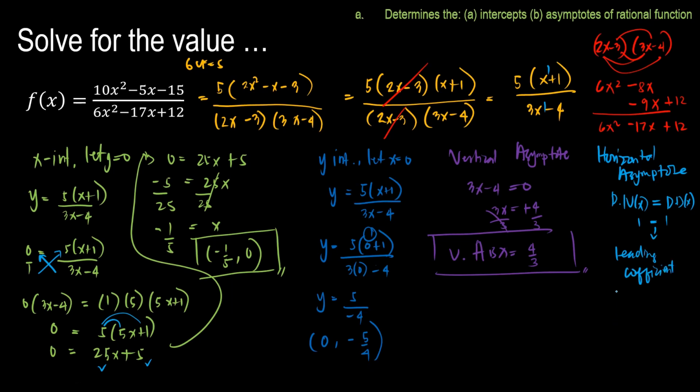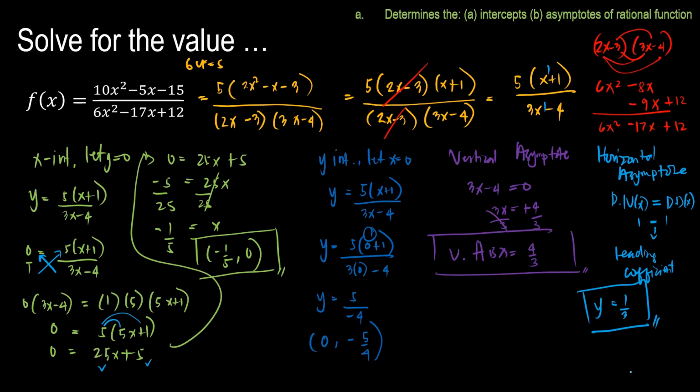Okay? Ang leading coefficient ng numerator ay 1. Ang leading coefficient ng denominator ay 3. So, therefore, our horizontal asymptote is y is equal to 1/3. Okay? Basta pag equal ang degree ng numerator at ng denominator, titingnan lang natin yung leading coefficient, then that's it.